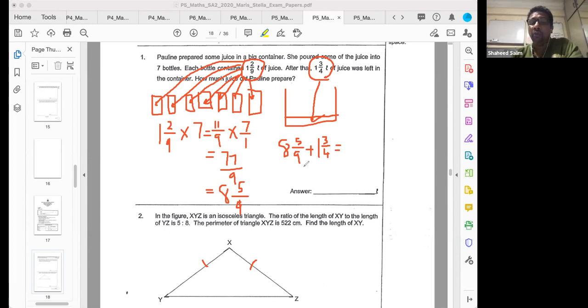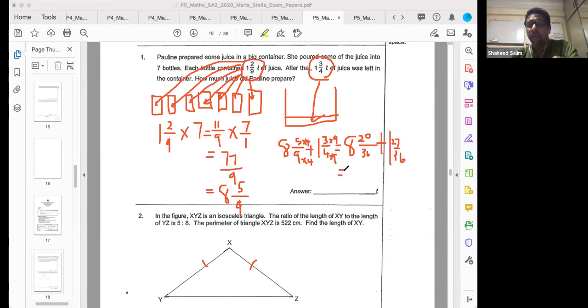So now, how to do this one? Change it to 36. You times by 4. You times by 9. And what do you get? You get 8 whole 20 over 36 plus 1 whole 27 over 36.